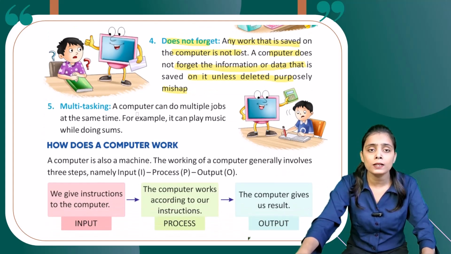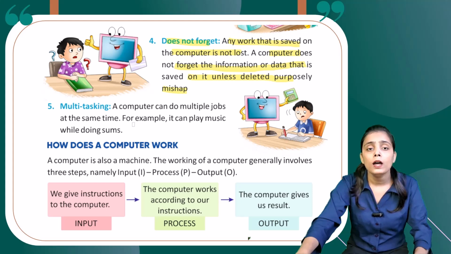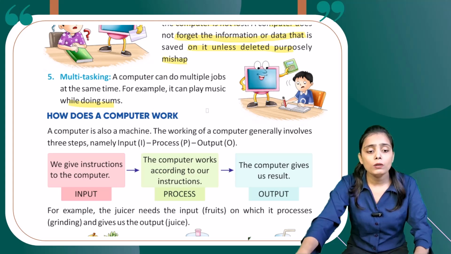Okay, multitasking. A computer can do multiple jobs at the same time. Suppose you are listening to music, you are typing a letter. Okay, for example, it can play music while doing the sums. So like this, you can perform many jobs at the same time. That is called multitasking. Now, how does a computer work?